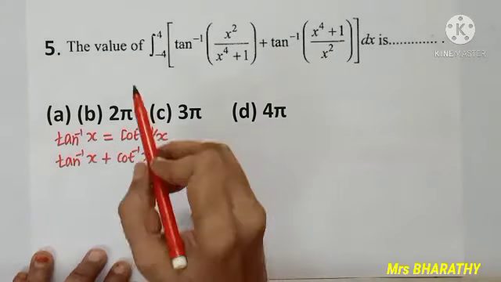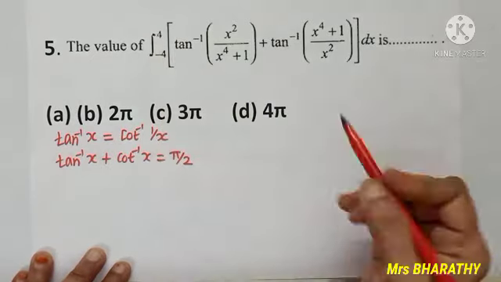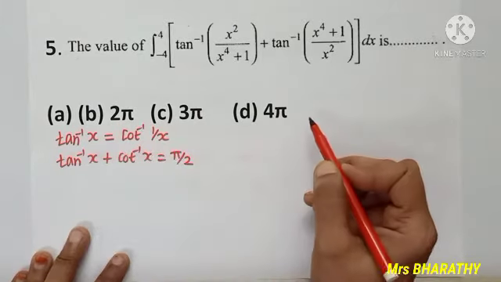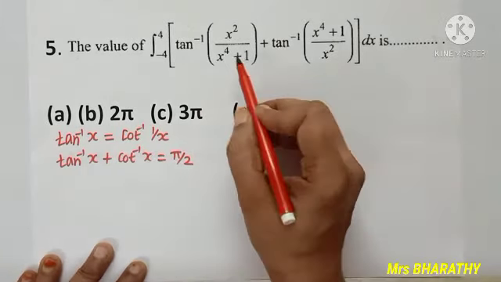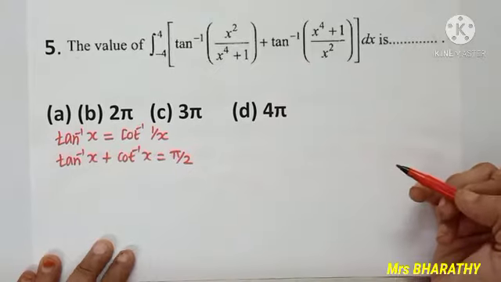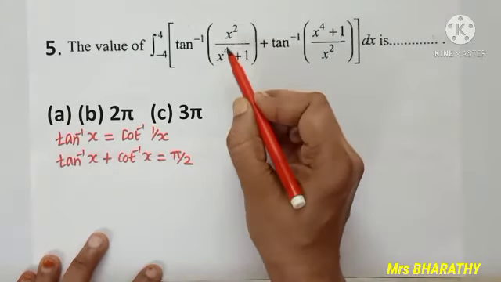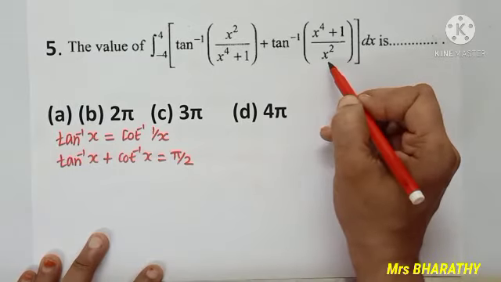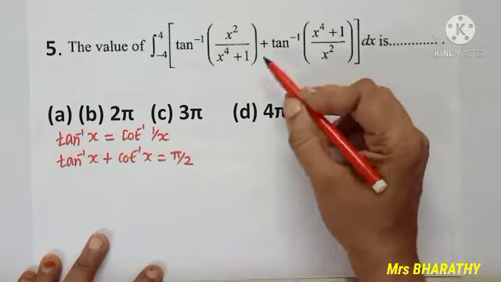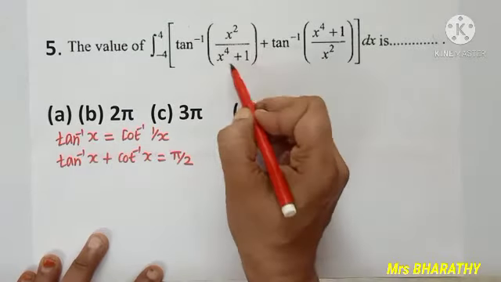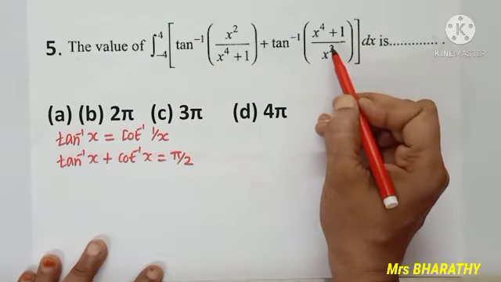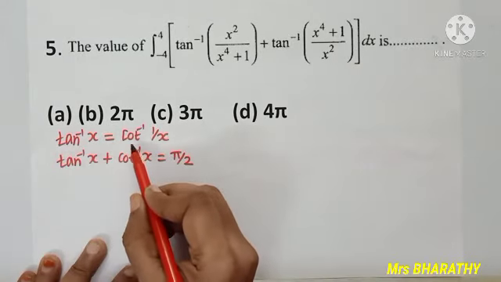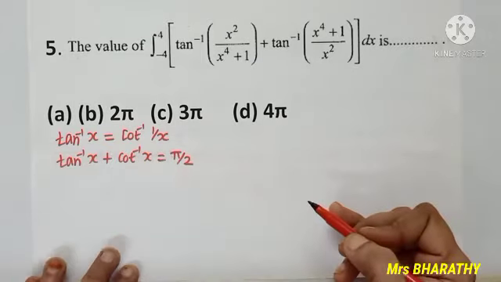Question number 5. The value of integral minus 4 to 4. As I look at the problem, none of my answers are 0. So I can just check the tan inverse values. Here it is x square by x power 4 plus 1. Here it is x square in the numerator, x power 4 plus 1 in the denominator. This reciprocal comes here. And I remember tan inverse x can be written as cot inverse of the reciprocal.